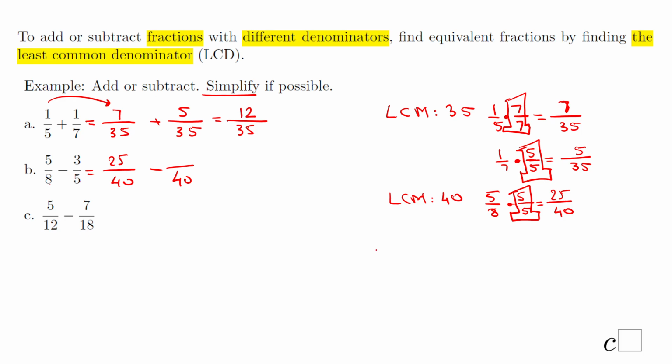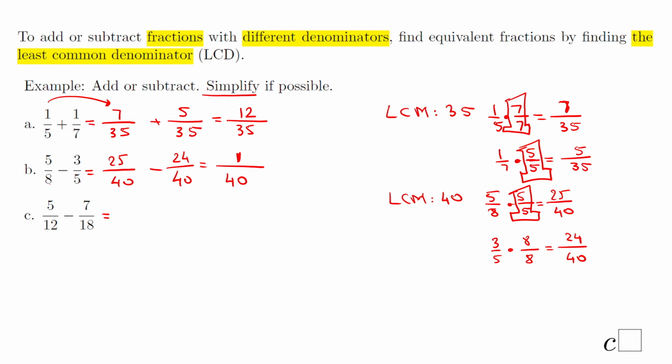Similarly, we're going to look at the second one. 3 over 5 times something, and we need to get the denominator of 40. So again, 5 times 8 is 40. Again, 8 here. 3 times 8 is 24. So now we have the equivalent fractions. We're going to subtract these two fractions, keep the denominator 40. 25 minus 24, 1, and that's it.